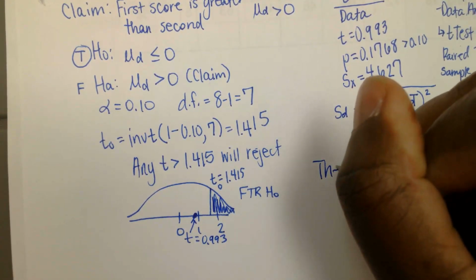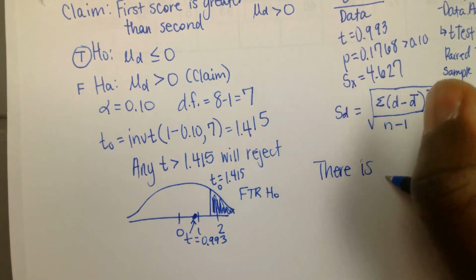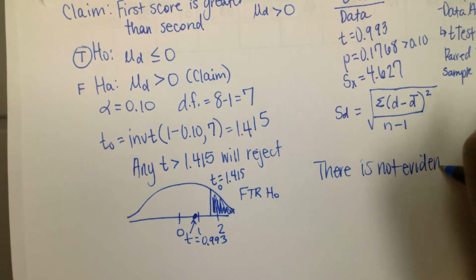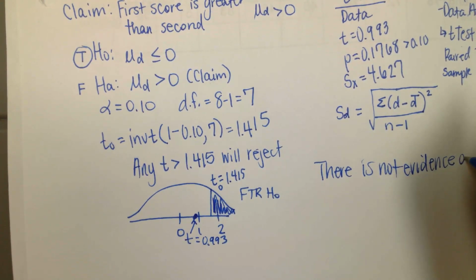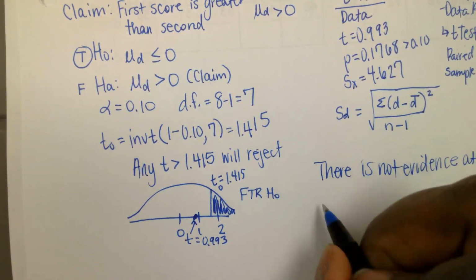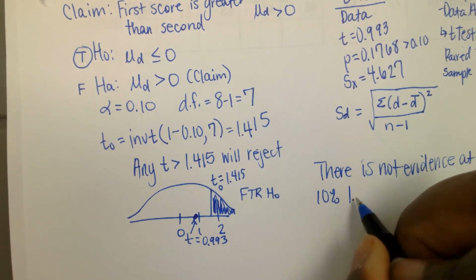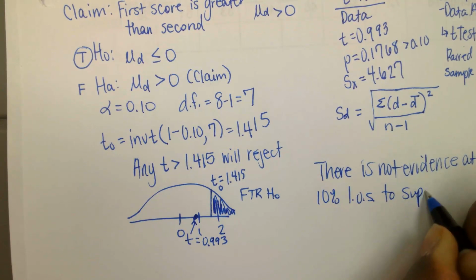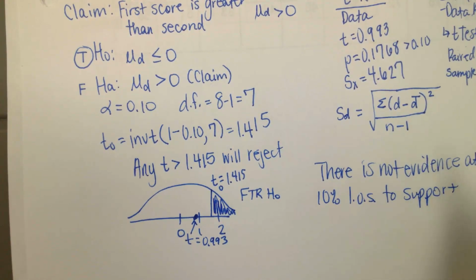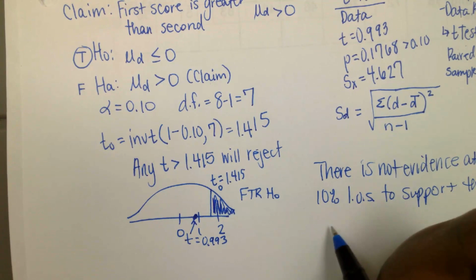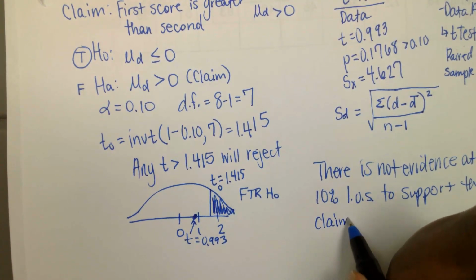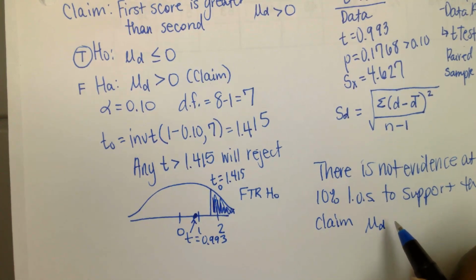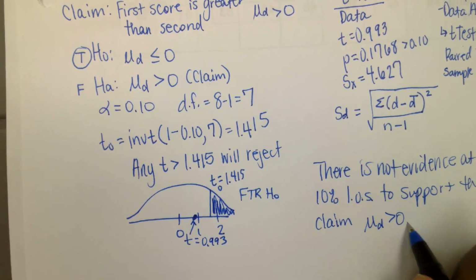There is not enough evidence at the 10% level of significance to support the claim our mean was greater than 0.